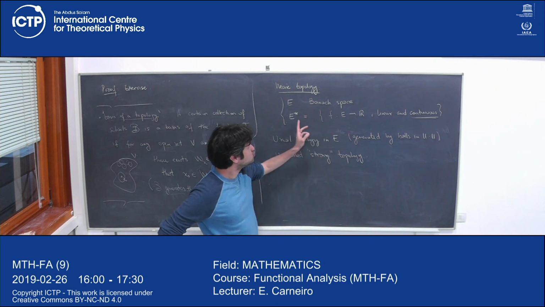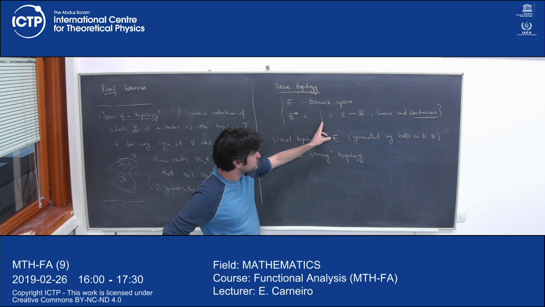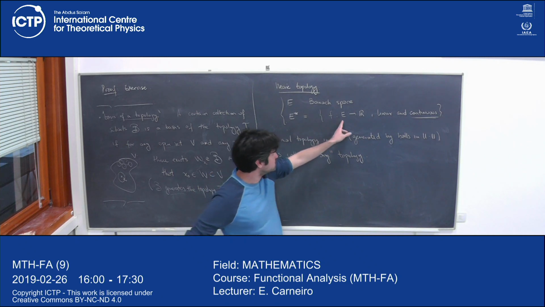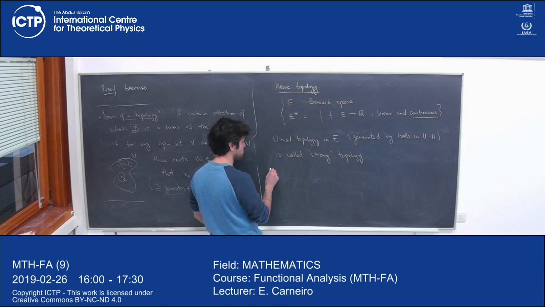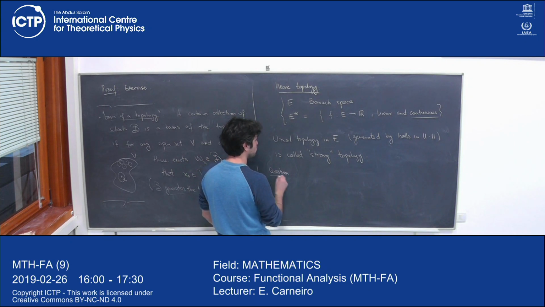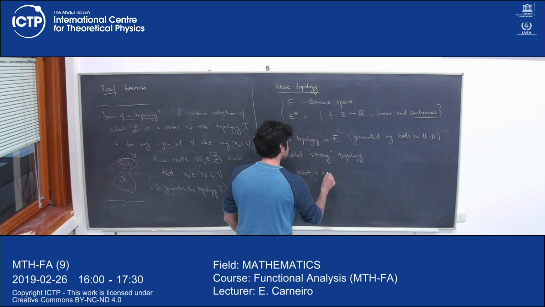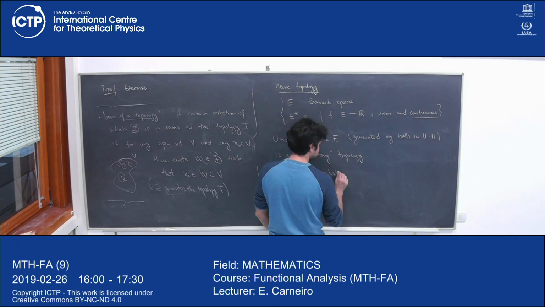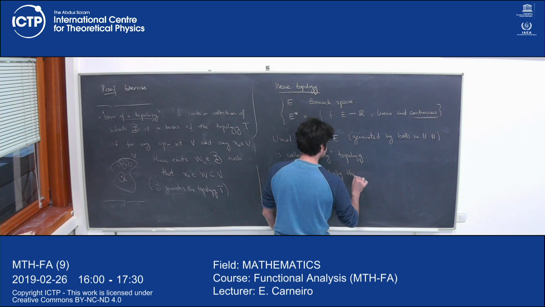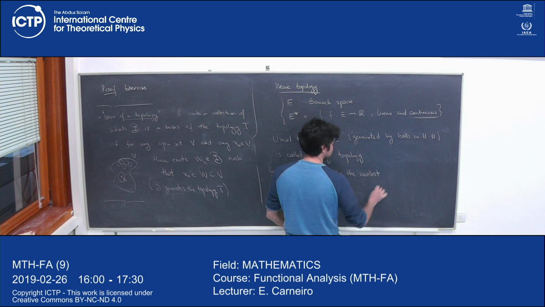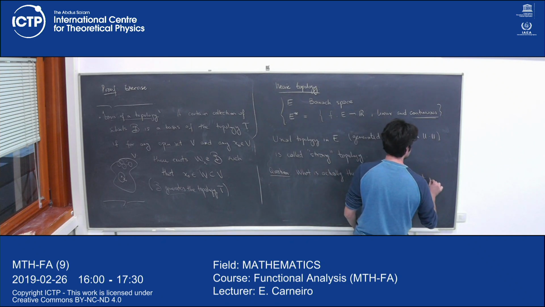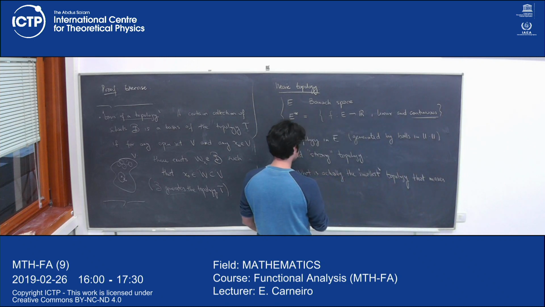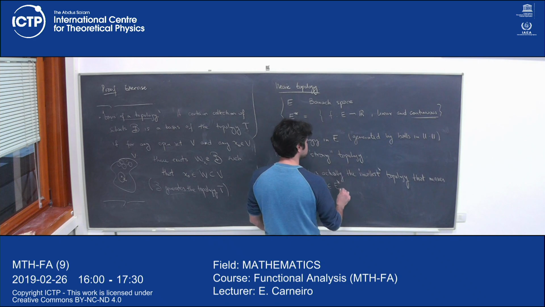So the dual space is the space of linear functionals from E to R that are continuous with respect to the usual norm. So they are continuous in this topology. But I may ask the following question, the question that motivates the definition of the weak topology. What is actually the smallest topology that makes all f in the dual space continuous?